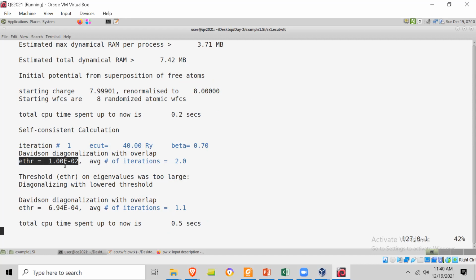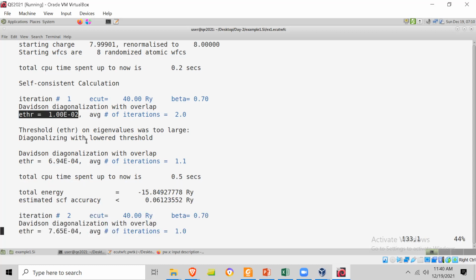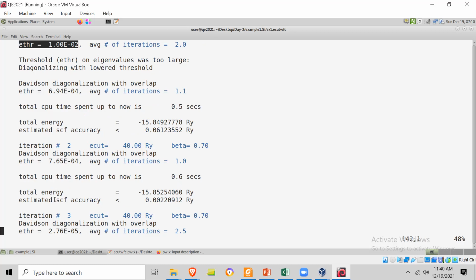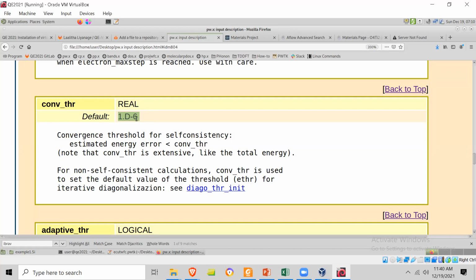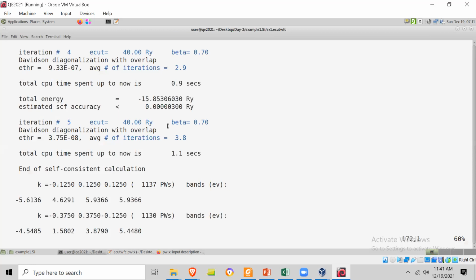So each of these iterations goes through one of these SCF cycles. It gives you the total energy and an estimated accuracy, and we want this to go down until it reaches a certain threshold. That threshold is given by the convergence threshold. The estimated energy error should be less than the convergence threshold. The default is 10 to the minus 6. So let's see how much we have: 1, 2, 3, 4, 5, 6. Yes, 10 to the minus 6 is there. So once you have that, this stops.